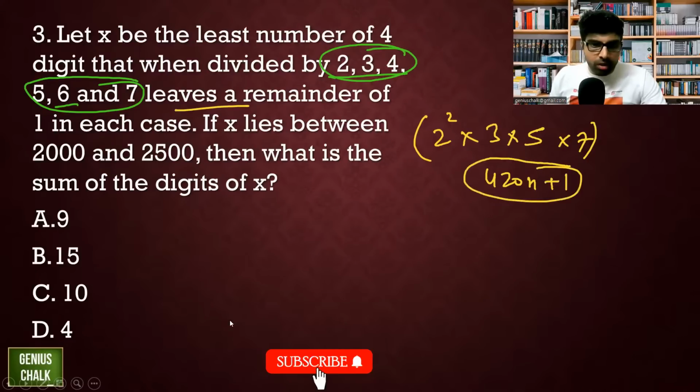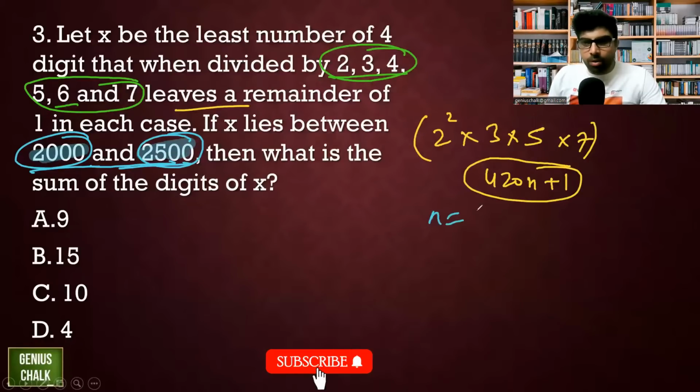But this time the range is different. What is the range? Between 2000 to 2500. This is my range, so I have to work accordingly. So put the value of n. Earlier I put 7. Let's try with 6, because the number is less now. The range is less now.